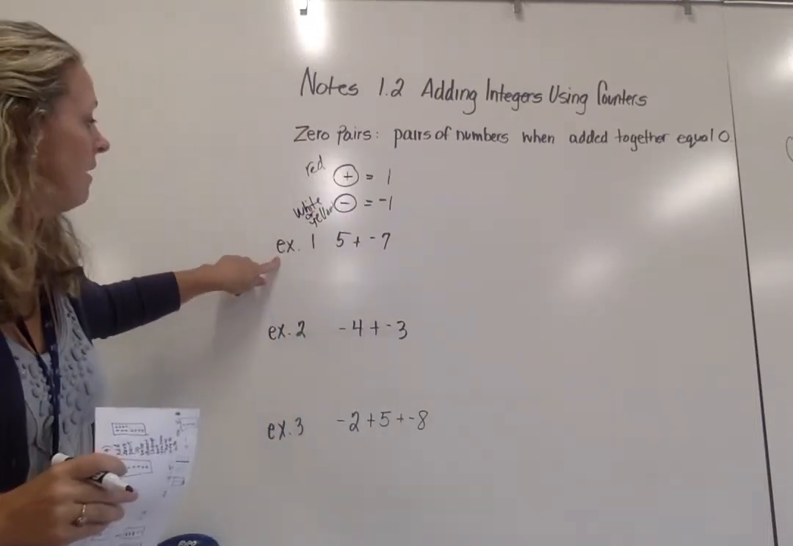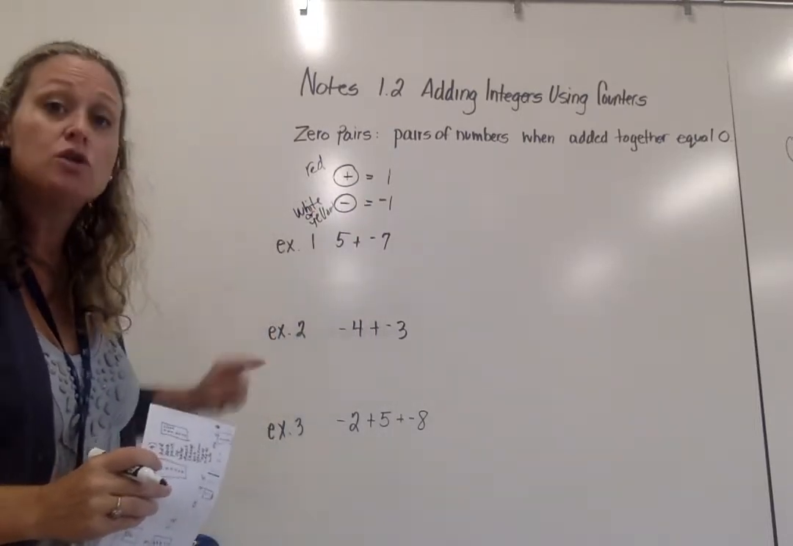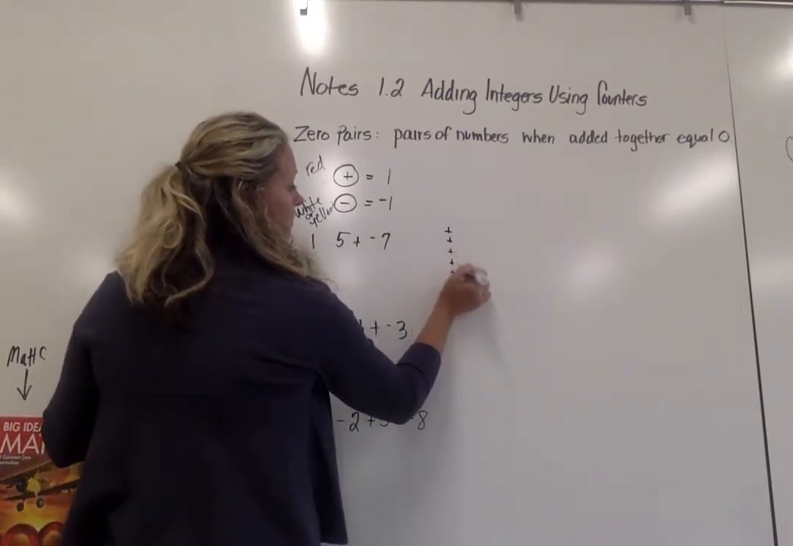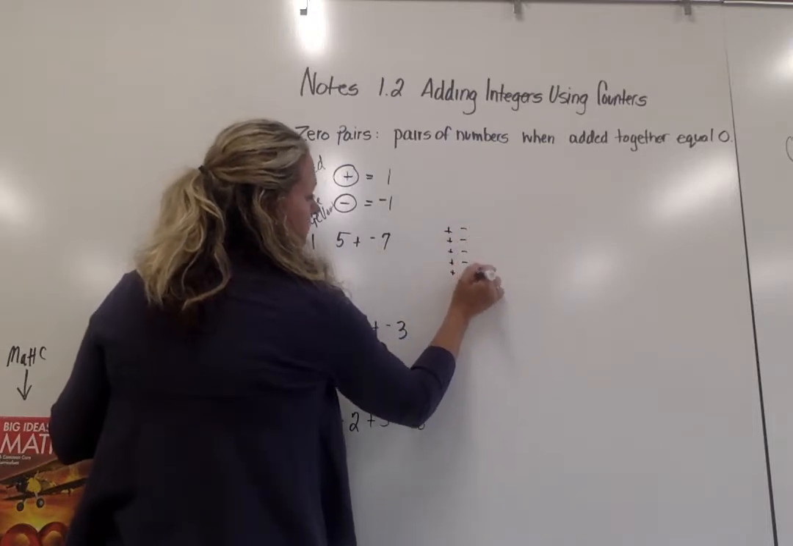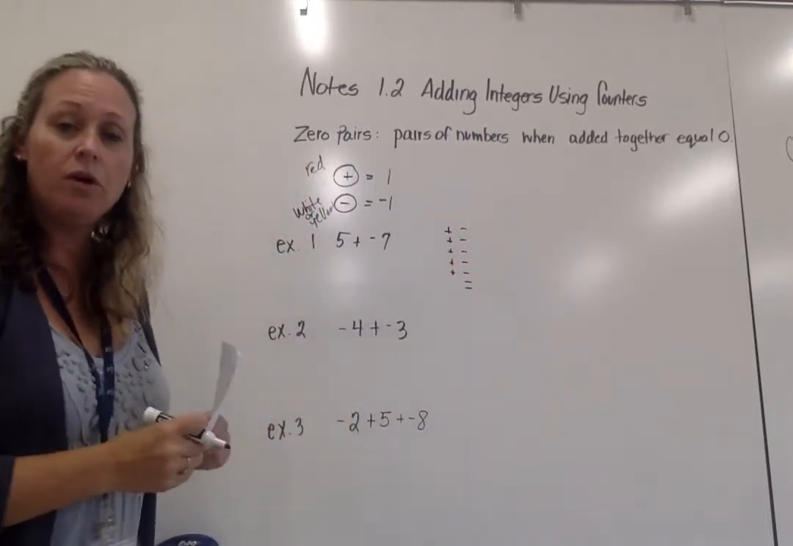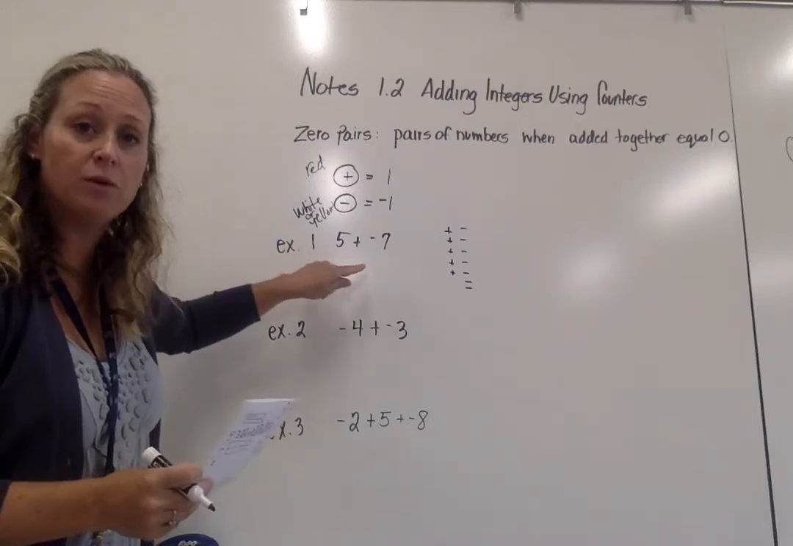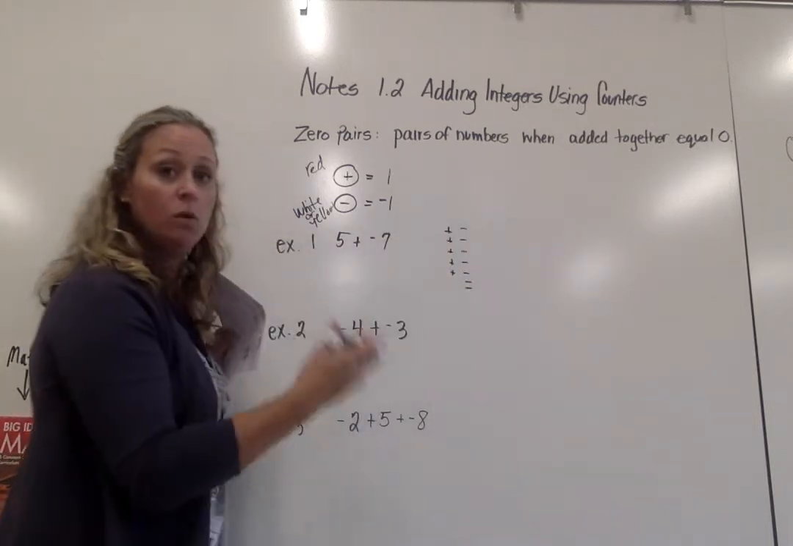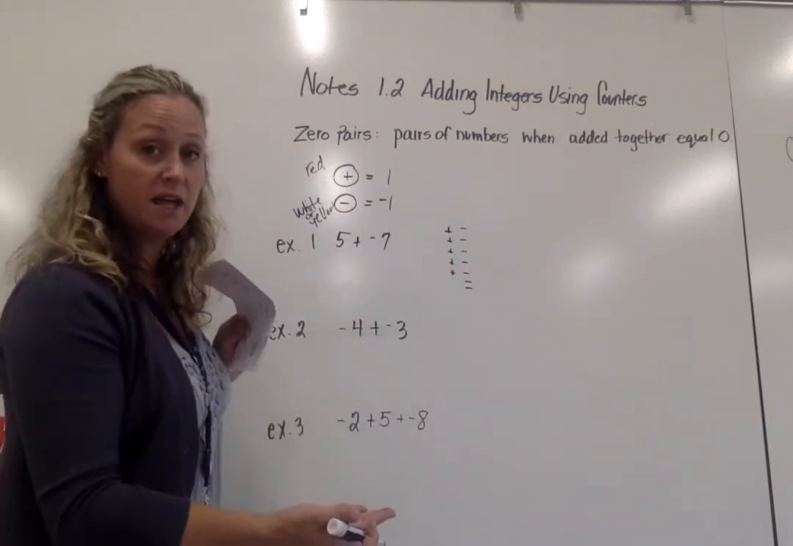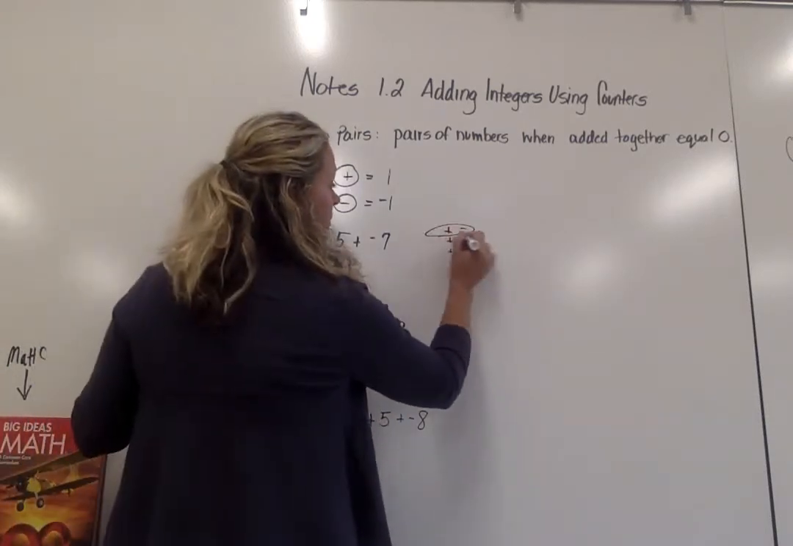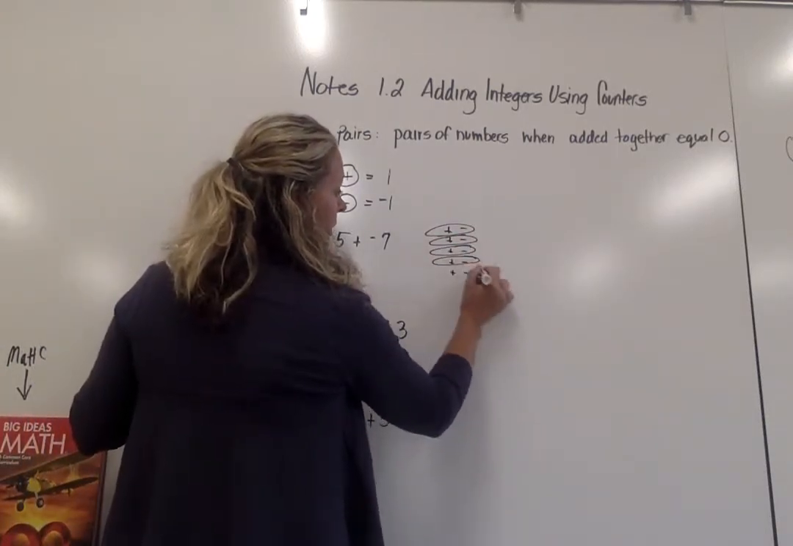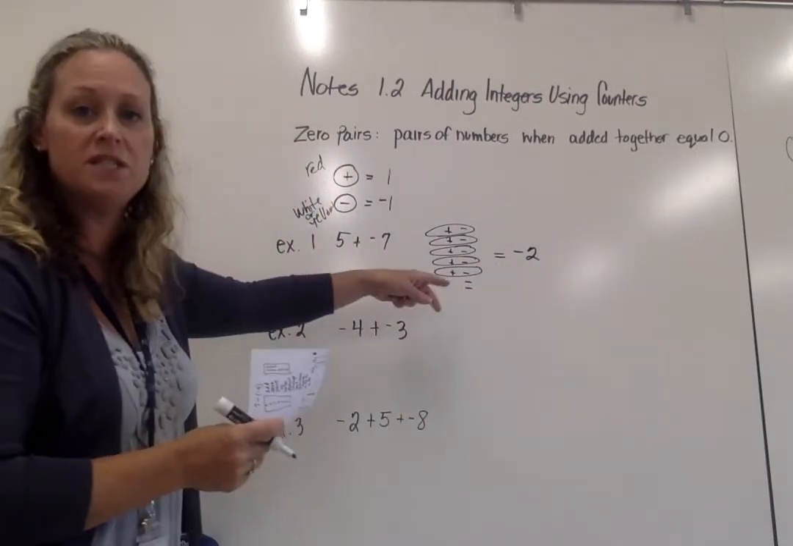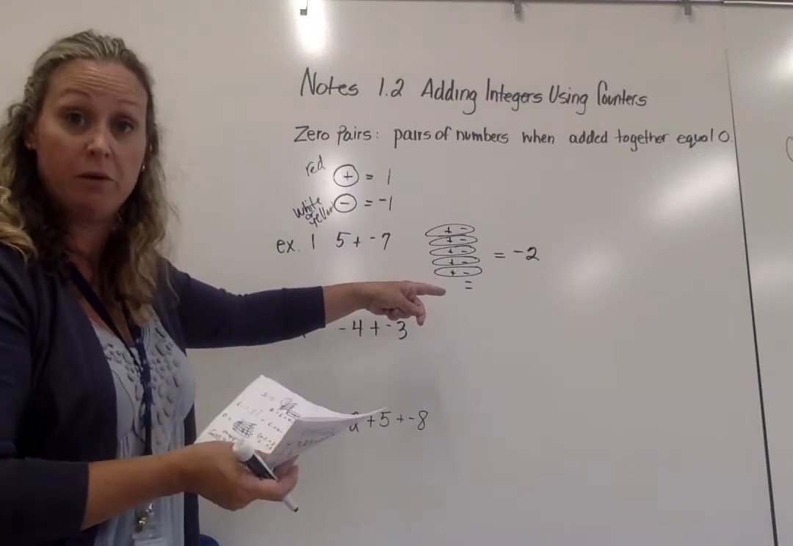So the first problem we're going to talk about is 5 plus negative 7. We first start by modeling 5 positives and 7 negatives. In order to simplify this expression using the counters, we indicate zero pairs. Those zero pairs are a positive 1 and a negative 1. Positive 1 plus a negative 1 equals 0. So this is a zero pair, zero pair, zero pair, zero pair, zero pair. Therefore, negative 2 is left, and negative 2 is the answer to this expression when you evaluate it.